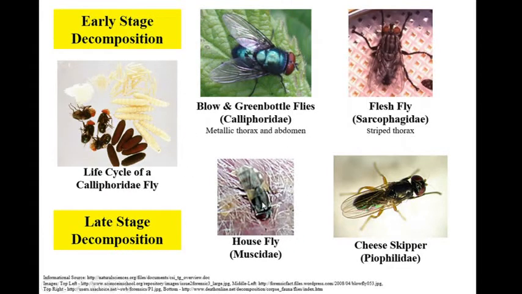So these are the differences between houseflies and blowflies. This is a housefly, which we regularly find in hotels and restaurants and even in our households if we have uncovered food materials. But this housefly does not have any green or metallic sheen.